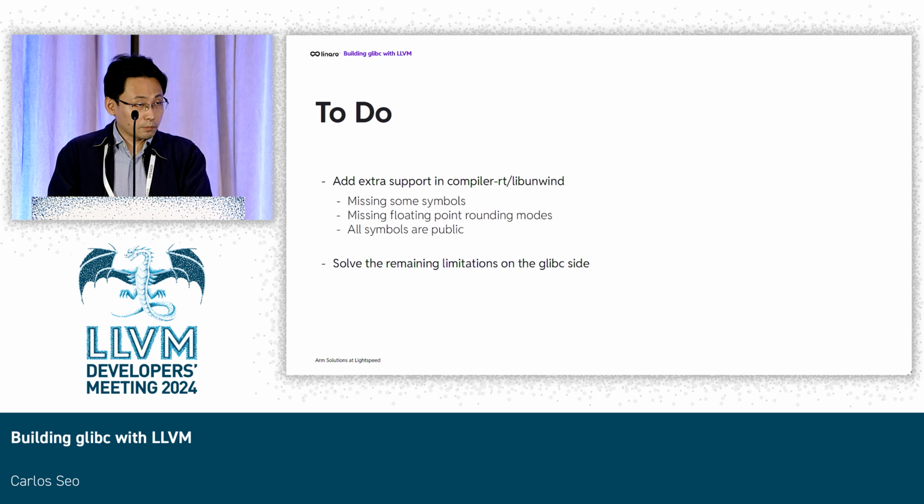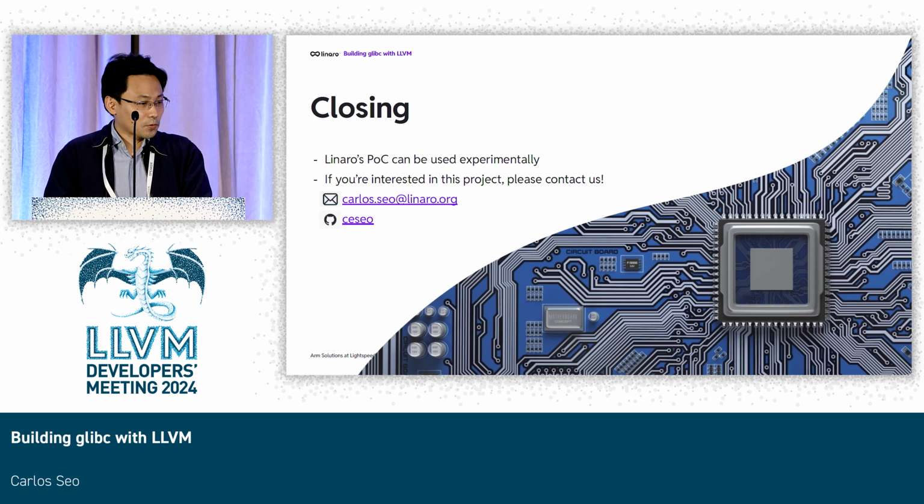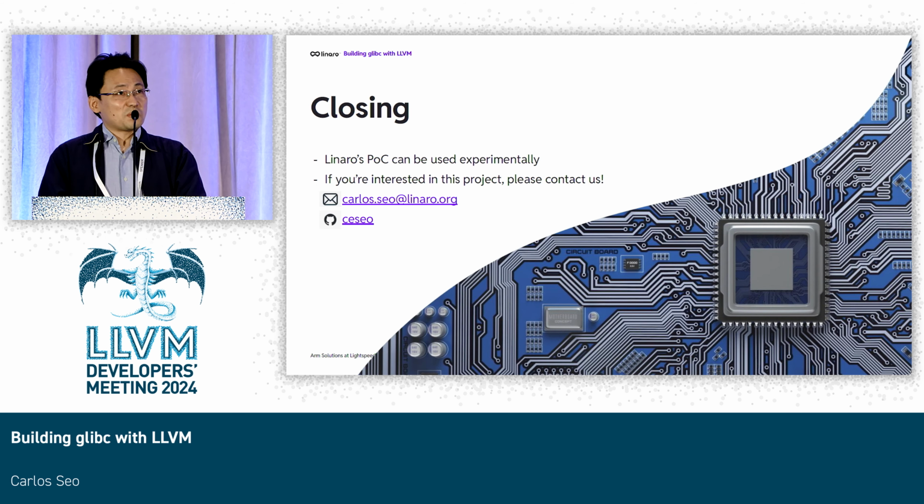And there's another problem in software floating point, because all of the symbols in the LLVM runtime are public. For software floating point, that will generate PLT stubs for every single software float call, and that's something that we want to avoid.